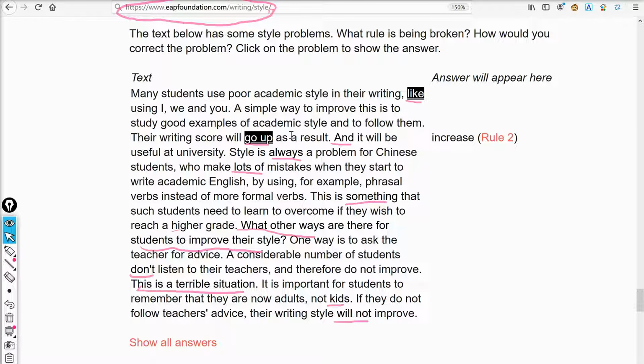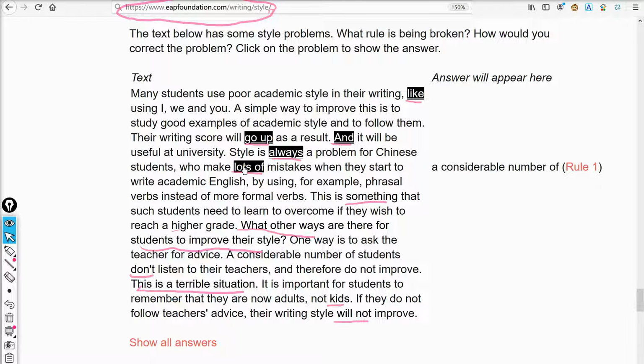The next problem is and. This is rule 10. Use formal transition signals. So in addition is better here. The next problem is always. This is rule 9. Use tentative language instead of making absolute statements. A better word here is often. Style is often a problem for Chinese students. The next problem is lots of. This is rule 1 again. This is slightly informal. A considerable number of is better.